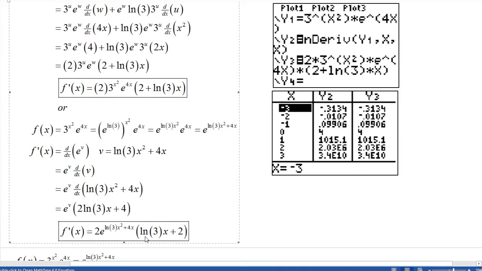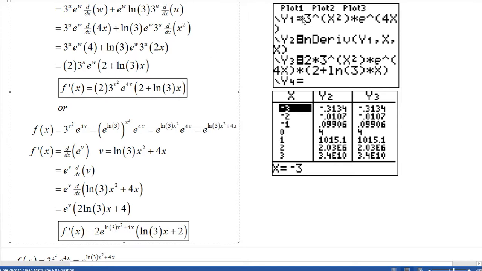So those are both the same answer. And it doesn't matter which order I write these two pieces right here. So either way we write it, we can write this way or this way. We get the same thing, a different form for the answer, but the same derivative actually.